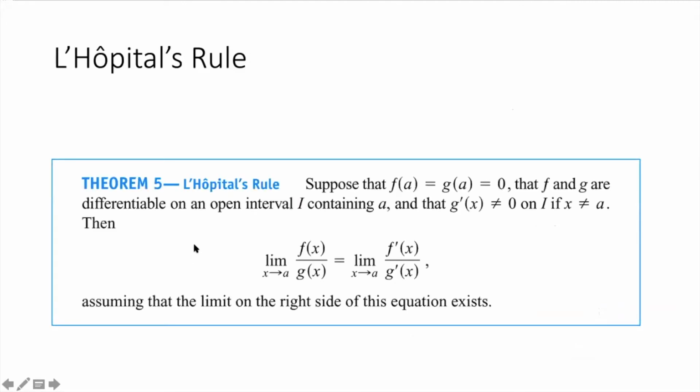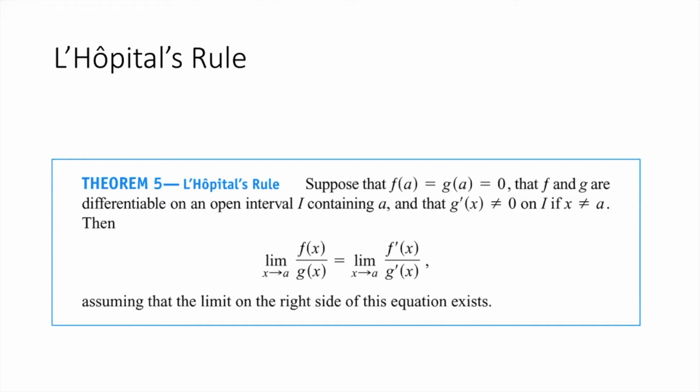Well, suppose that f of a and g of a are both equal to 0, and that f and g are differentiable on an open interval I containing a, and that g prime of x does not equal 0 in this interval, except possibly where x equals a. Then the limit as x approaches a of f of x over g of x is equal to the limit as x approaches a of f prime of x over g prime of x, assuming that that second limit exists.